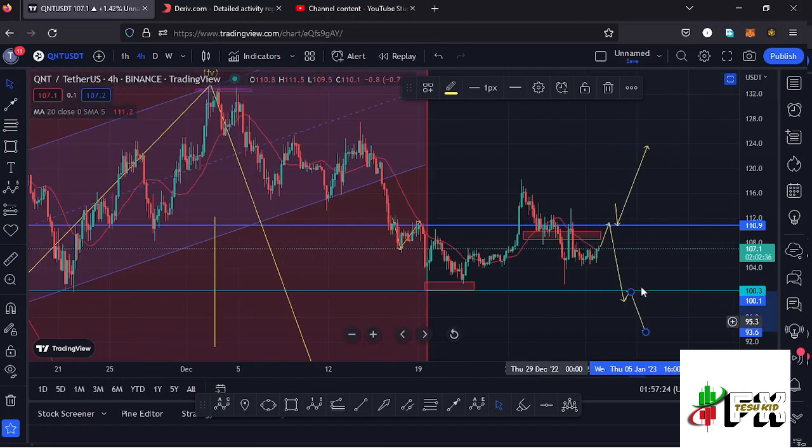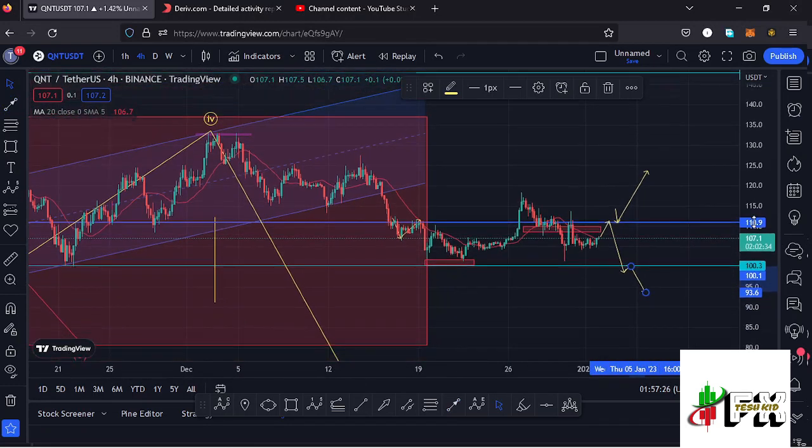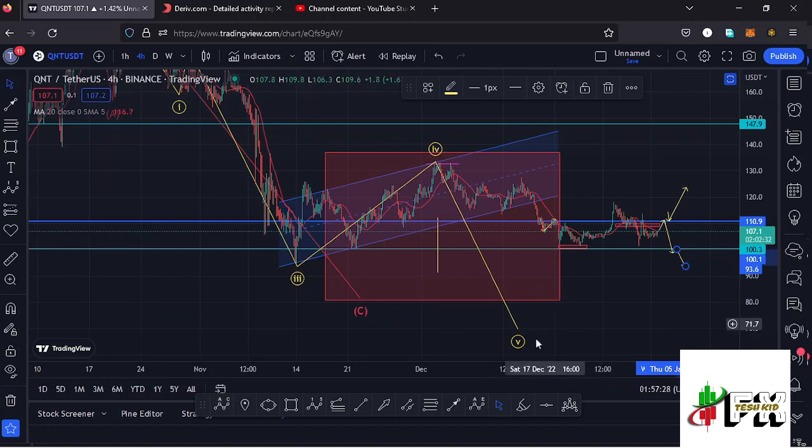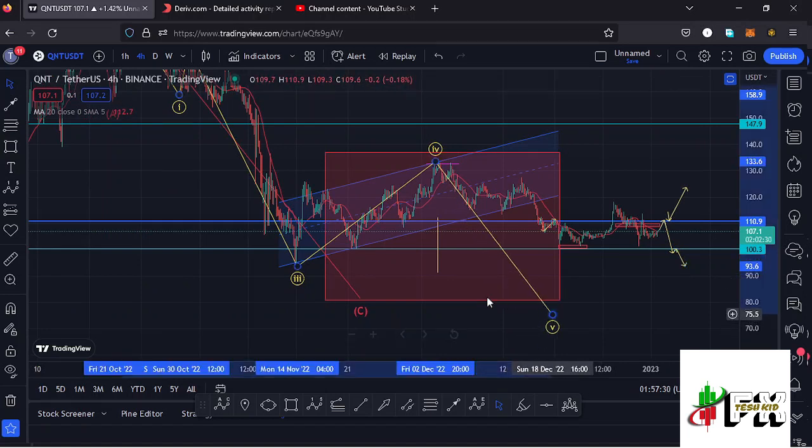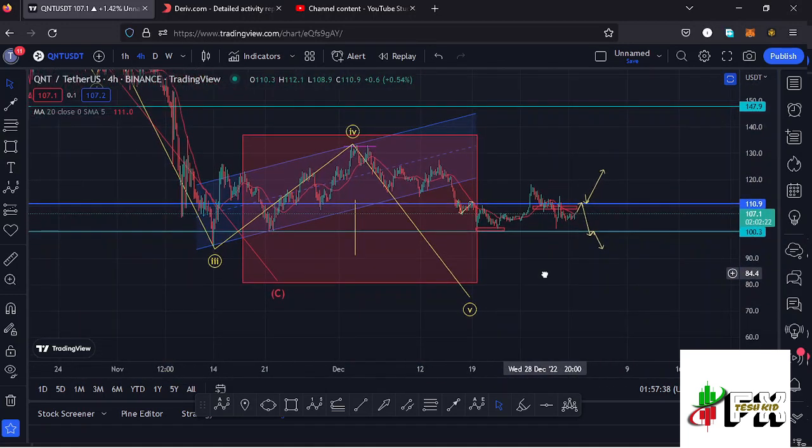And in case that movement plays out, then that could be the move to give us a new low in the formation of this wave 5, and also complete the formation of that higher Elliott wave count 2, and also the formation of this ABC corrective structure that I have right here. So those are the two possible scenarios that can play out here on the quant chart, basing it on the Elliott wave structures and also the key areas of support and resistances.